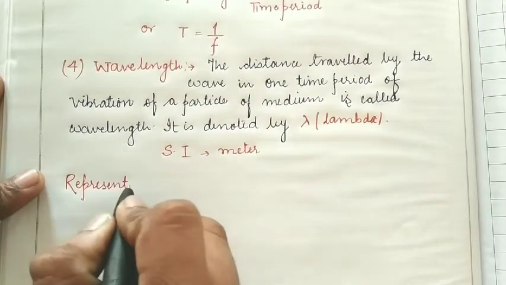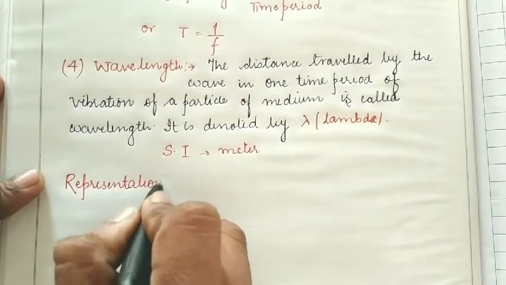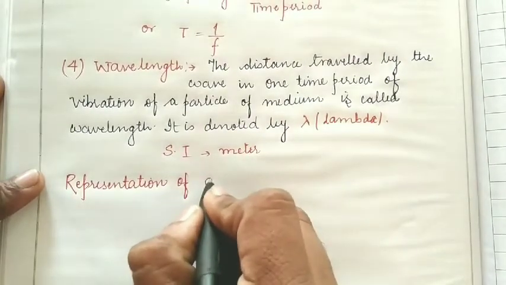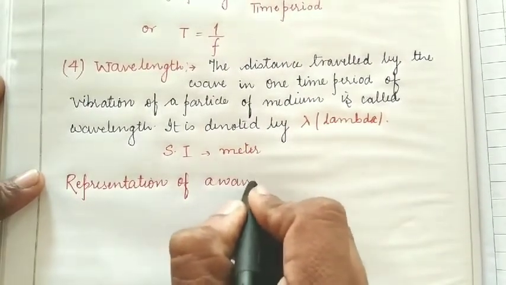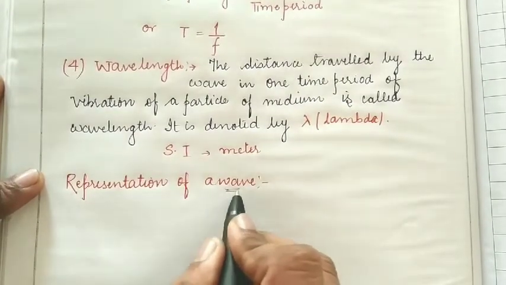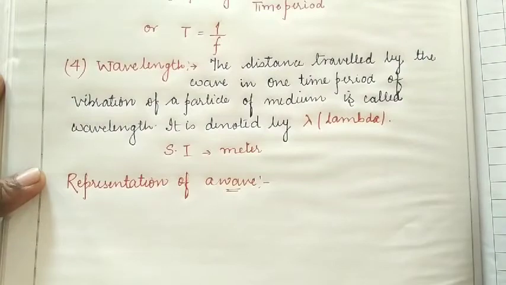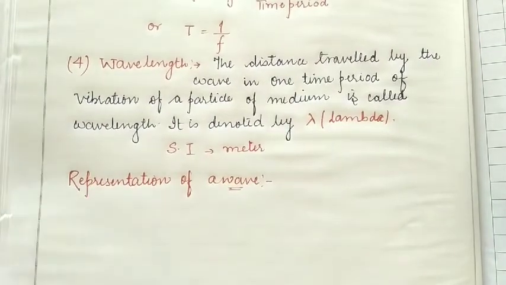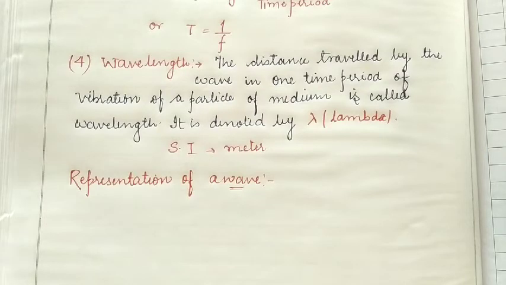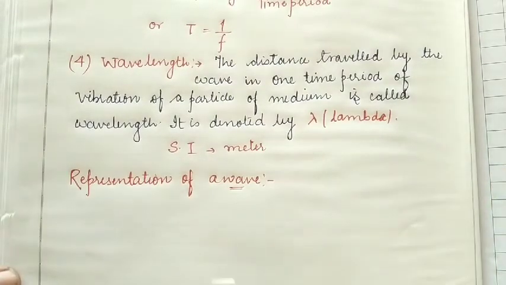Representation of a wave. Students, as we know, a wave is nothing but a vibration in a medium. As a wave propagates along the medium, it can be described on the basis of two factors, that is, a displacement time graph.